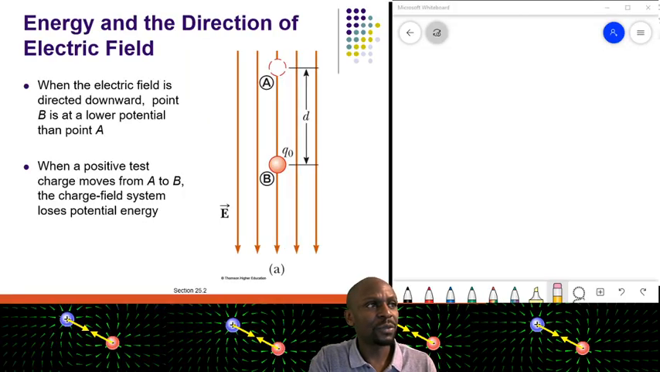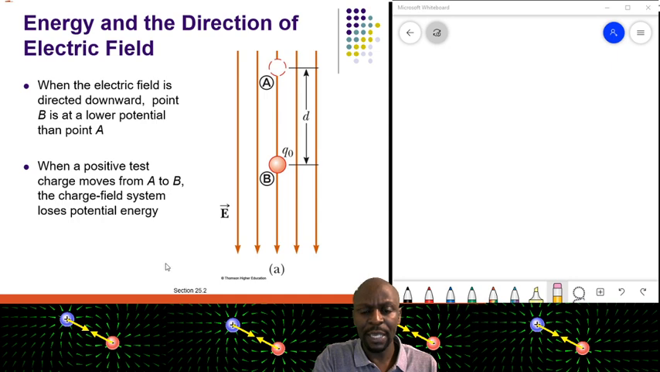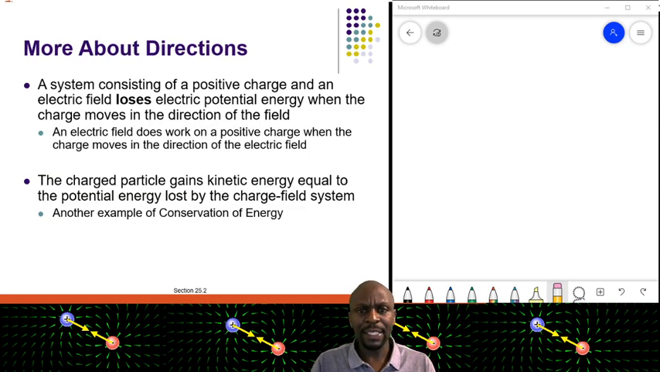Now let me just go back to the slides. Right. So that's what I wanted you to see from that simulation. Now, a system consisting of a positive charge and an electric field loses electric potential energy when the charge moves in the direction of the field. An electric field does work on the positive charge when the charge moves in the direction of the electric field. In comparison to the gravitational field, who does work there? The gravitational field is doing the work. Now, the charged particle gains kinetic energy equal to the potential energy lost by the charge-field system. And of course, this is a very good example of conservation of energy.